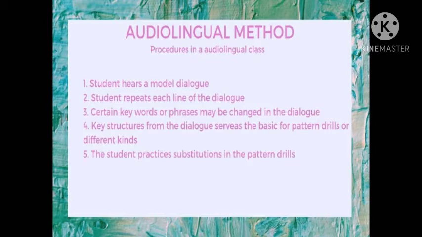Audio-lingual method. Procedures in an audio-lingual class. First, the student hears a model dialogue. Second, the student repeats each line of the dialogue. Third, certain keywords or phrases may be changed in the dialogue. Fourth, key structures from the dialogue serve as the basis for pattern drills of different kinds. Fifth, the student practices substitutions in the pattern drills.